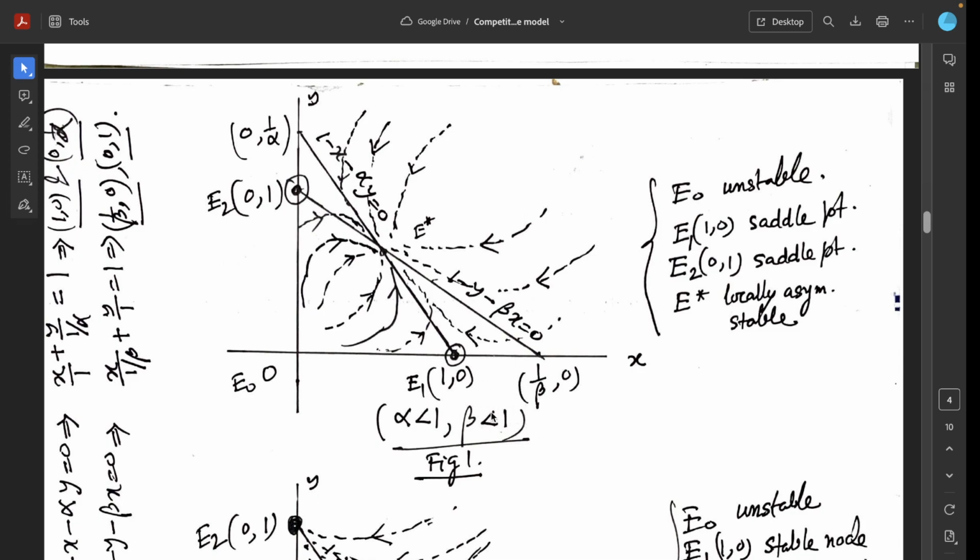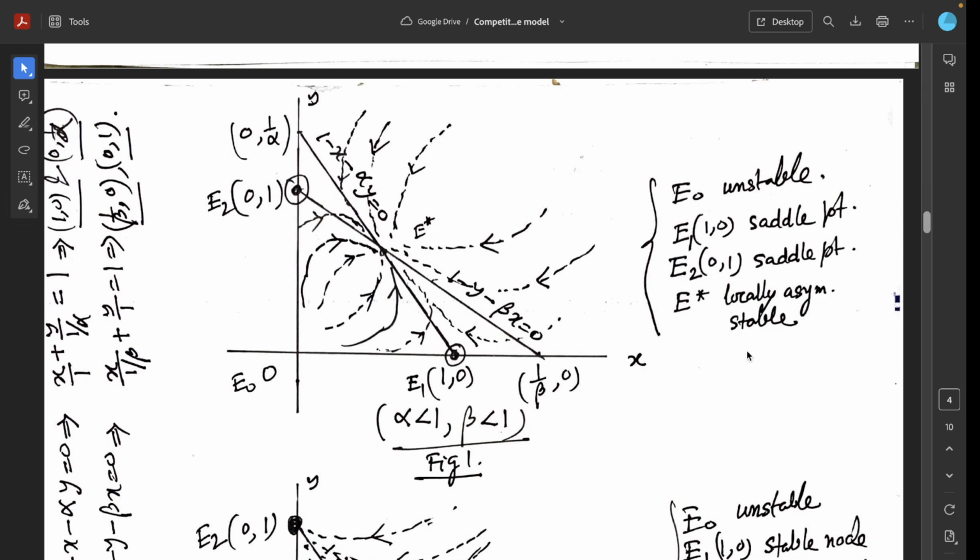So 1 by beta is greater than 1. Obviously (1/beta, 0) is to the right of the point (1, 0). And similarly 1 minus y minus beta x equals 0, writing in x by a plus y by b equals 1 form. So this equation joins the two points (1/beta, 0) and (0, 1), and the point (0, 1) gives the straight line 1 minus y minus beta x equals 0.